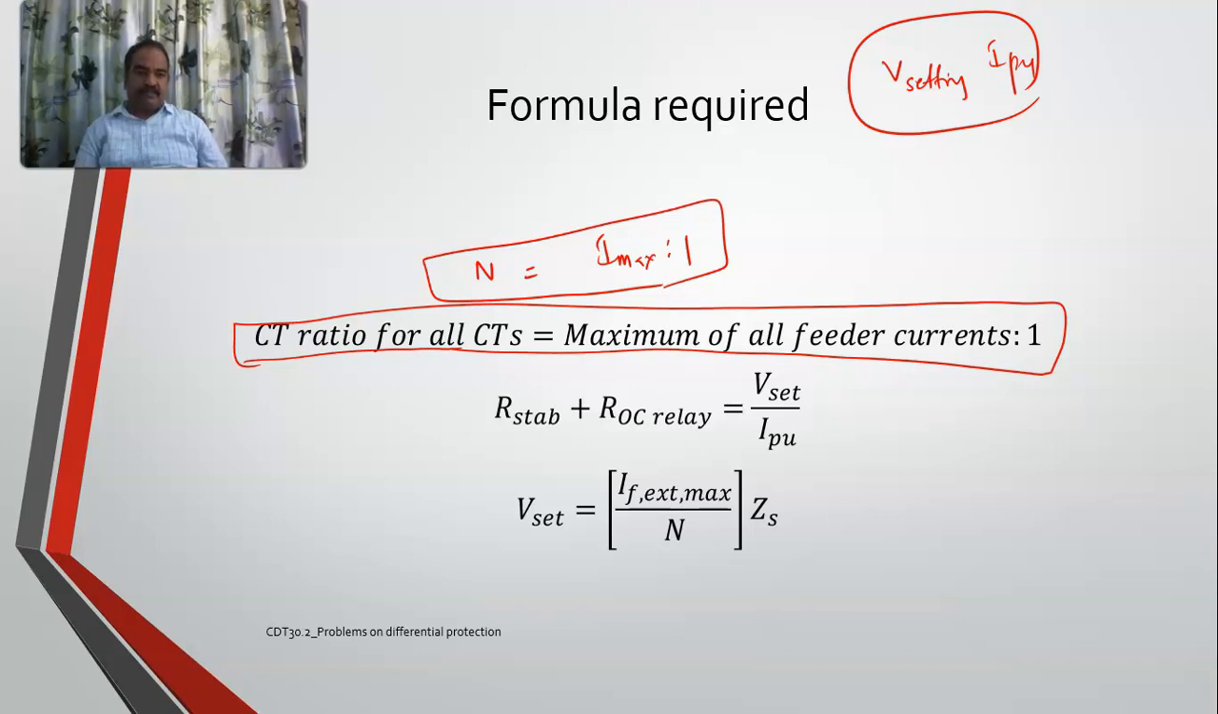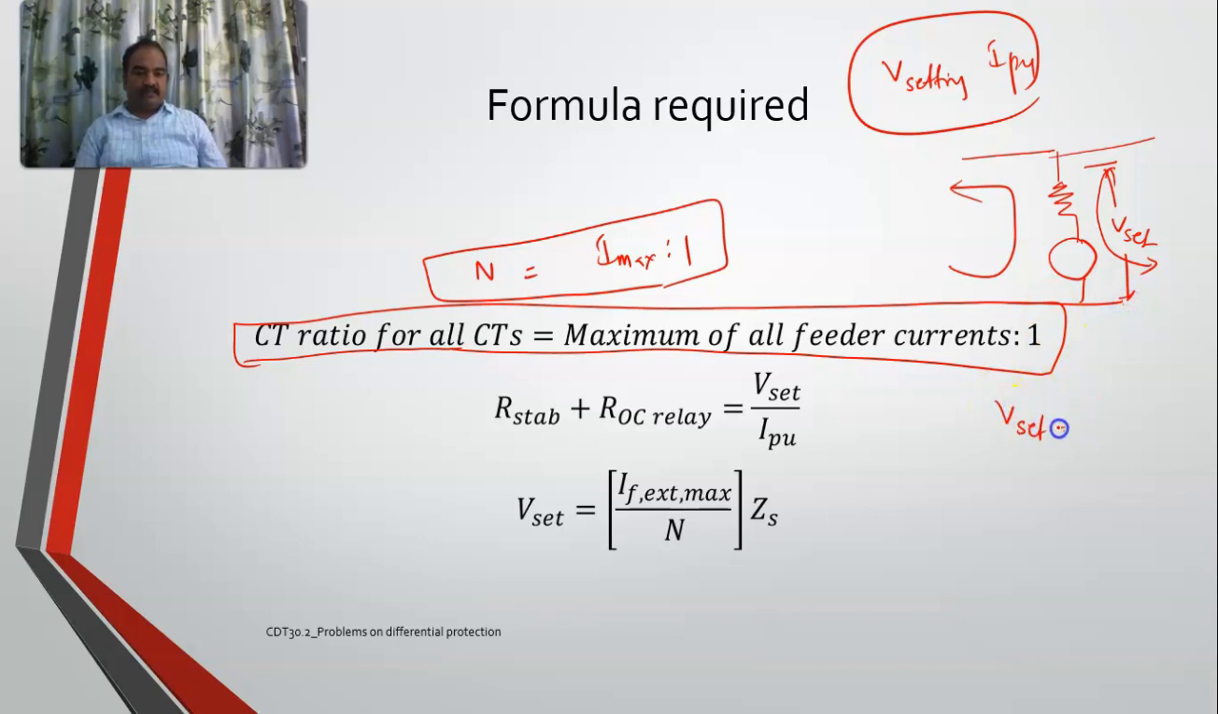As already said, if you see the differential scheme, there was a high impedance and there was also a relay, right? This was one current which was flowing, this was the other current. If you carefully see, this is the voltage setting. So what is the current which will be flowing in this one? The minimum current which your relay will detect is nothing but your pickup current. So V set is equal to I pickup into R stabilizing resistance plus R relay.